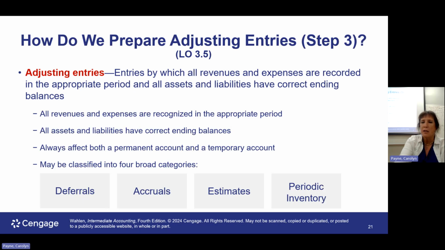Okay, adjusting entries. The reason we need adjustments is because of deferrals. Sometimes we need to defer recognizing something as revenue, or defer recognizing something as expenses, or accrue revenue or accrue expenses, or record an estimate like depreciation. When we record depreciation expense, that's just an estimate. So when we say this delivery truck depreciated $1,000 this month, that's just an estimate, because we didn't appraise the truck to see how much its value actually went down.